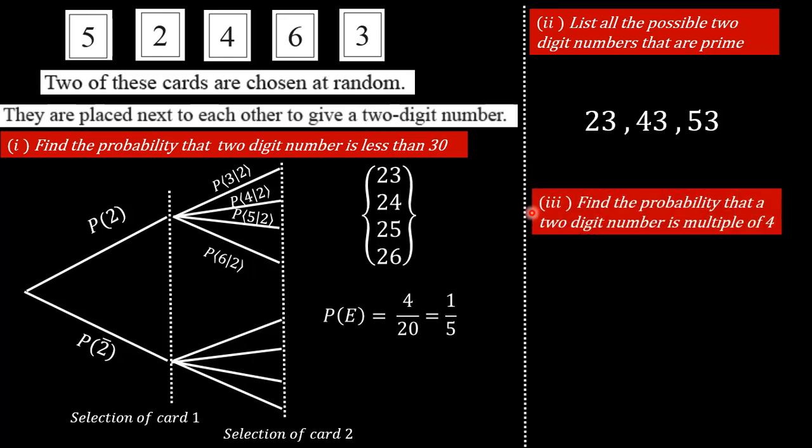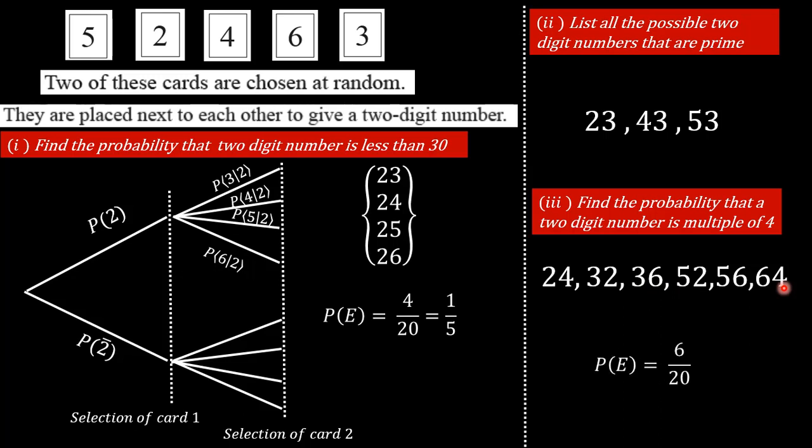Students, in the third problem what we have to do is find the probability that a 2-digit number is a multiple of 4. Again, out of those 20 we have to select the numbers that are multiples of 4. So they are 24, 32, 36, 52, 56 and 64. So students, you can see that there are 1, 2, 3, 4, 5, 6, 6 possible outcomes out of 20. So the probability of this event will be equal to 6 out of 20.